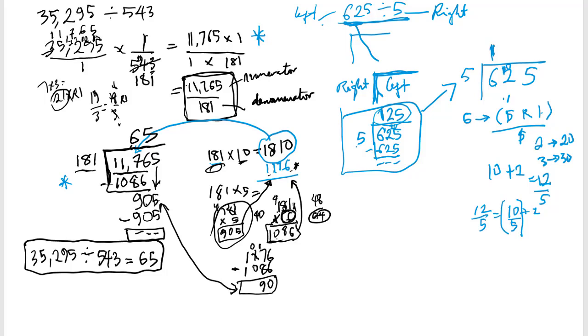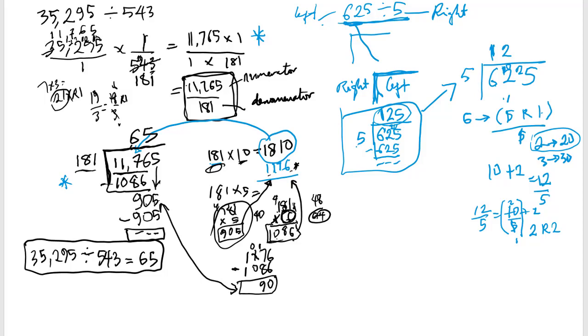Put your bracket such that once you do 5 into 12, you get 2 remainder 2, so you write 2. That's 5 into 12, 2, remainder 2. The remainder, you take it to the next number. Remember what I said: once you take 2 over to the other side, it becomes 20. Then you add it to the number that is there, so it becomes 25.